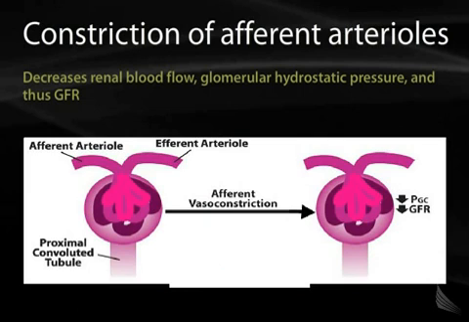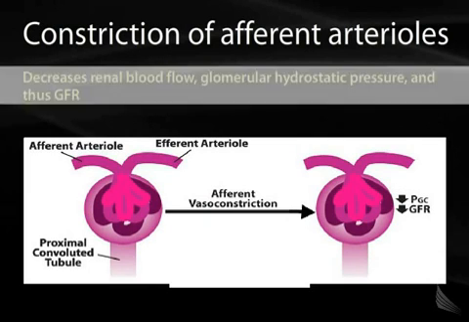Let's move through this once again. Constriction of the afferent arterioles decreases renal blood flow, decreases glomerular hydrostatic pressure, and thus GFR. So therefore, the afferent arteriole is relatively straightforward.